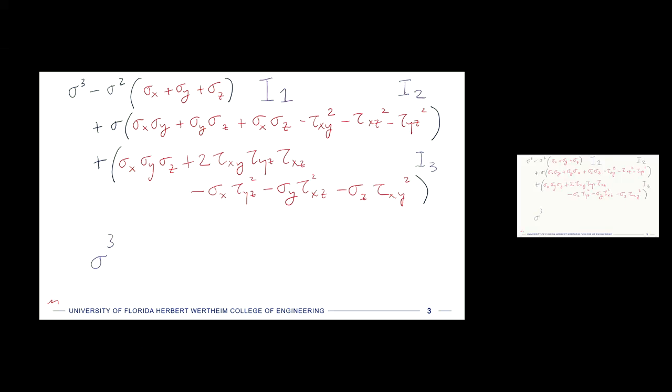So sigma cubed minus the first invariant I1 times sigma squared plus, oh, I got a wrong sign. This should be a minus on the third term there. Okay. So plus I2 times sigma minus I3 equals 0. So what we do is we take our stress state and plug those in, cross out the ones that can be neglected, and then we solve the cubic.